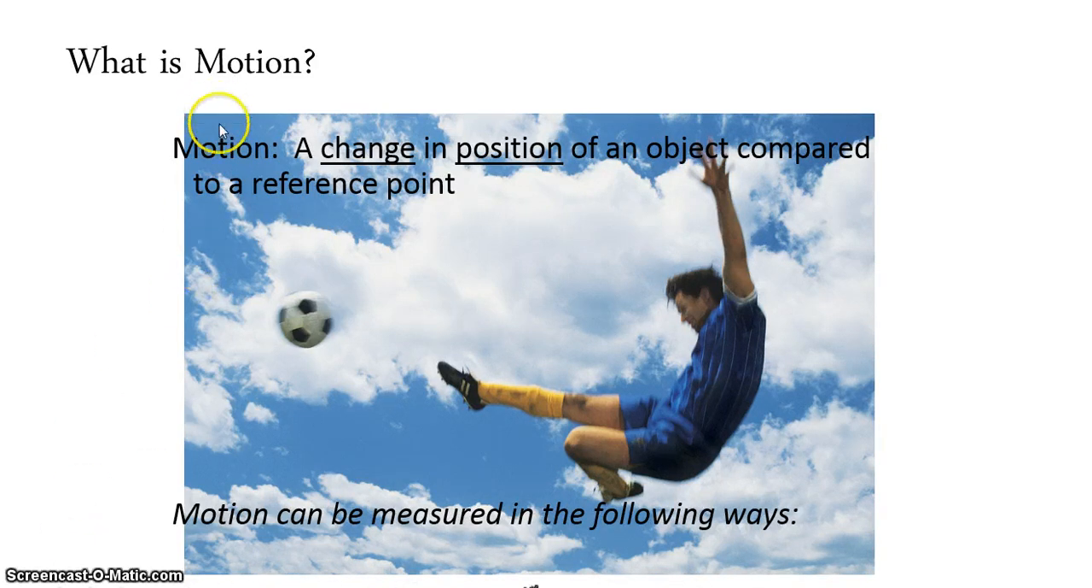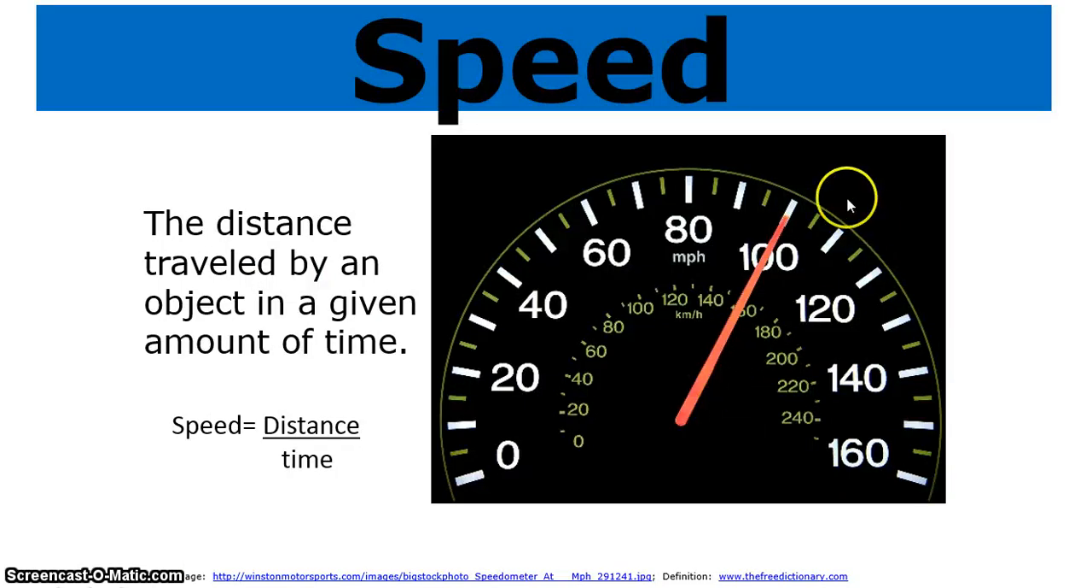The first thing you remember is we talked a little bit about motion on Monday in class. And motion is a change in position of an object compared to a reference point. So we're going to look at 3 different ways that we can measure or refer to motion. So the first way is through speed.